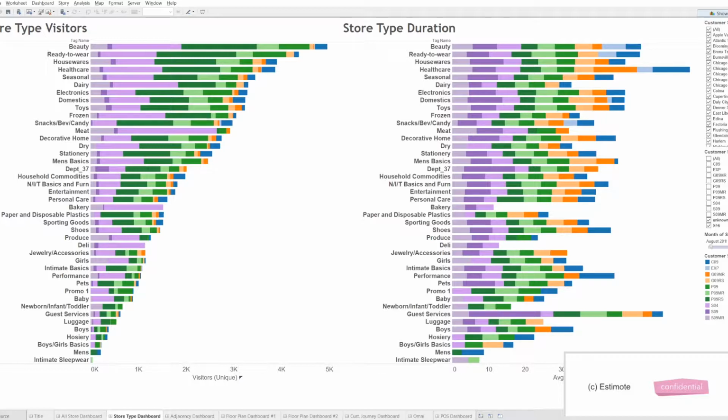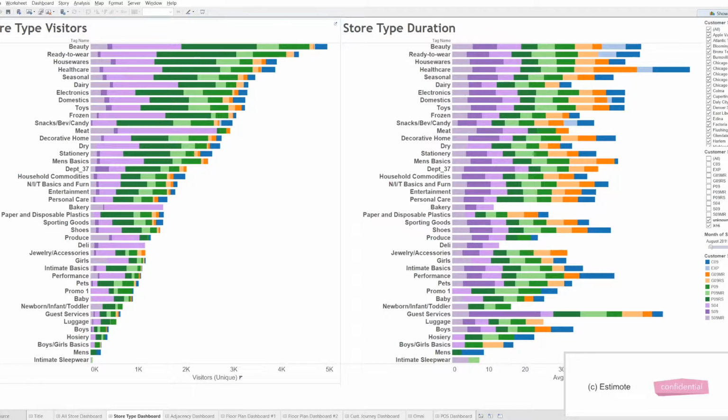What's rewarding about this view is that it allows us to quickly identify inconsistencies across visitorship and dwell times. As we see on the far left, the most popular adjacency across all types of stores is beauty. However, that is not the most popular adjacency if we dive into a specific store type, where for S-type stores, the most popular is actually meat.